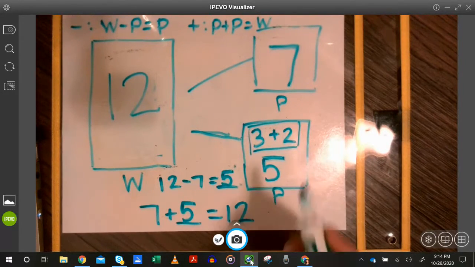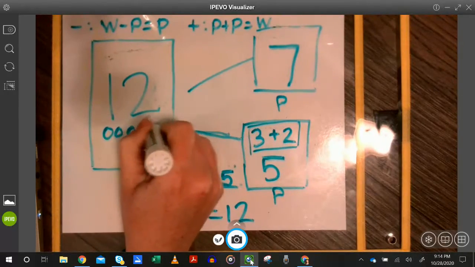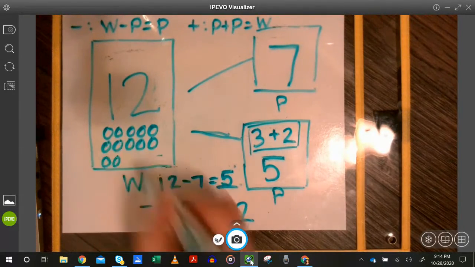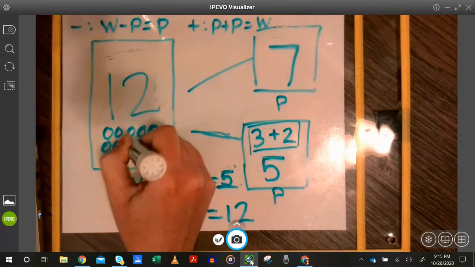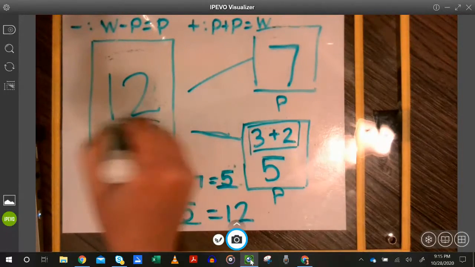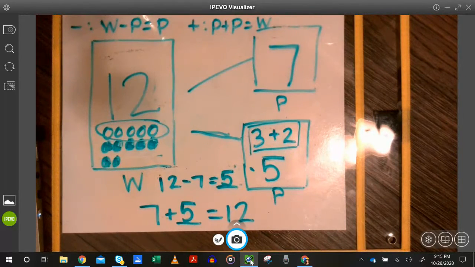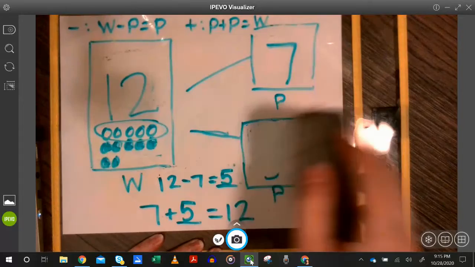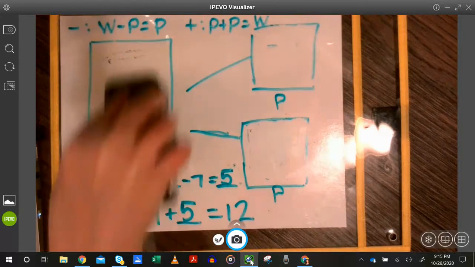Should we check it and see if we're right? If I have 12, 1, 2, 3, 4, 5, 6, 7, 8, 9, 10, 11, 12, and take away 7, 1, 2, 3, 4, 5, 6, 7, what's left? 5. Okay, so that works. Using those mental math strategies works. If you know them and if you've been practicing them, they will be very, very helpful to you. Let's try another mental math strategy.